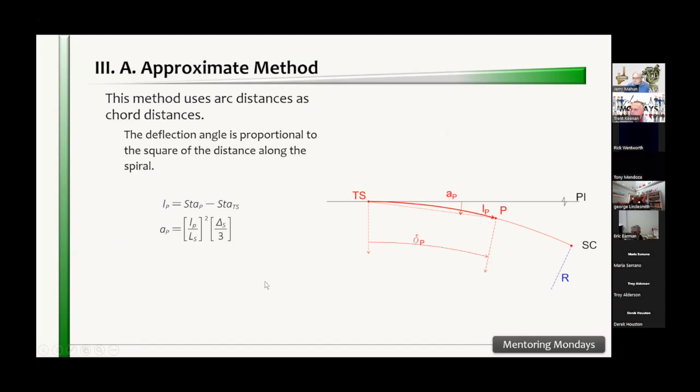Piece of cake. So all we do is we just keep subtracting the TS station from our next curve point. That gives us the length. We stick that into this equation and we get the offset, the angle, the deflection angle, and the chord distance. Again, approximate. The further out we go, the longer the spiral gets, the sharper the turn becomes, the less that assumption works. It starts to fall apart. But in short spirals, we can do that. So that's the approximate method.